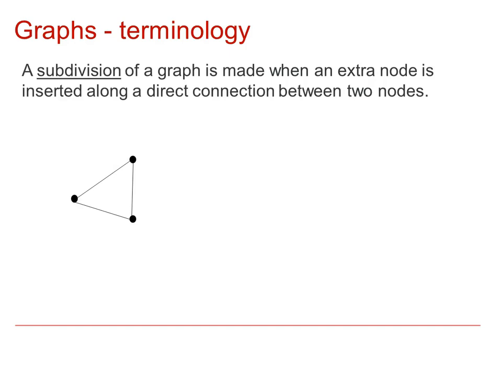A subdivision of a graph is made when we place an extra node along a connection between 2 existing nodes. So, for example, putting in an extra node at this point, that is called a subdivision.